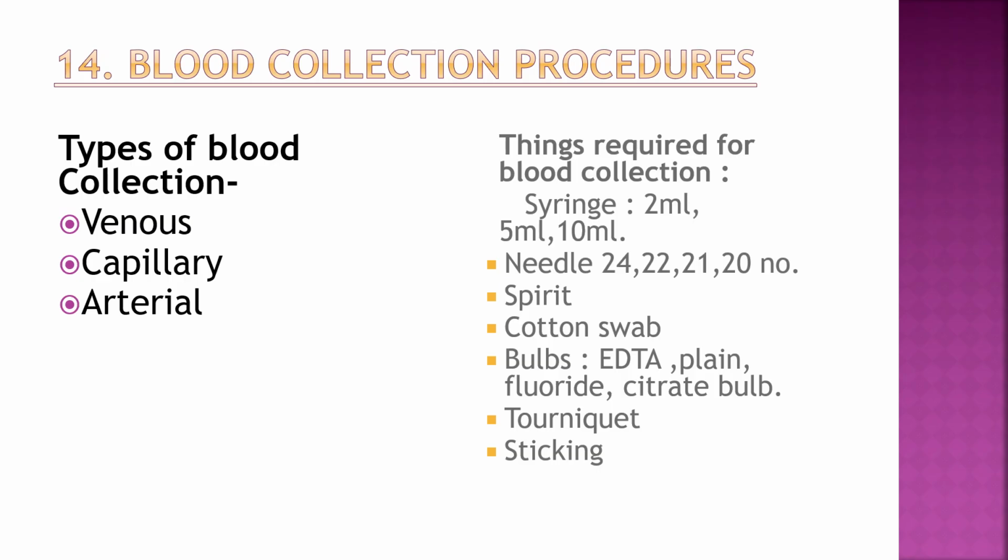There should be syringes of different sizes like 2 ml, 5 ml, 10 ml, needles of different sizes like 24, 22, 21 and 20 number, spirit, cotton swab, bulbs like EDTA for CBC, plain for all biochemistry and serology, fluoride for blood sugar level, citrate bulb for blood coagulation testing, tourniquet and sticking for the vein to become prominent, and lastly sticking for the pressure.